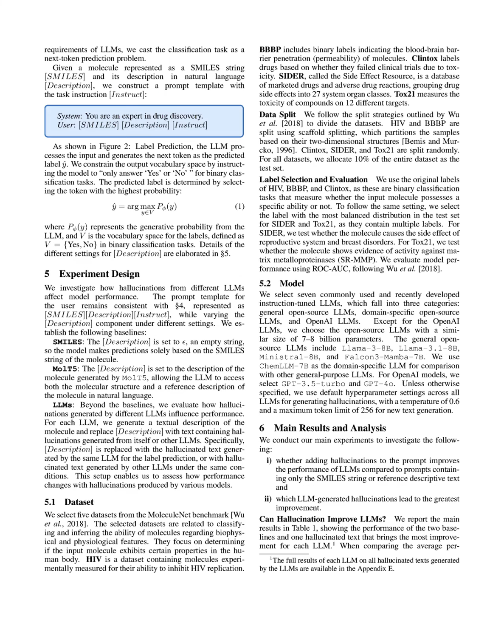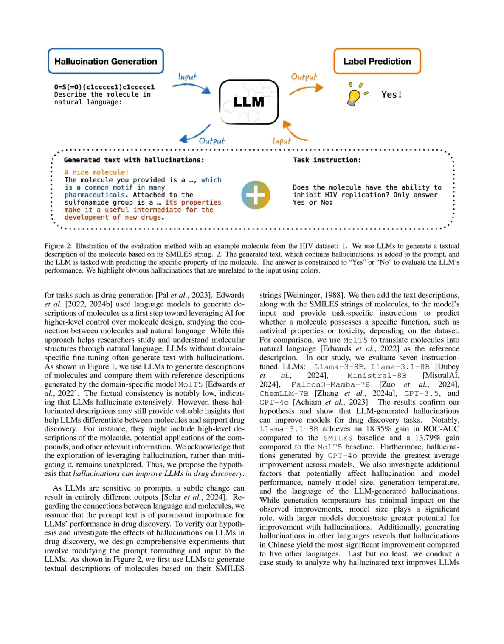We then integrate this hallucinated text into our drug classification task by formatting the input as follows: SMILES, hallucinated description, instruct. This setup allows the LLM to process both the molecular structure and the hallucinated information, which, despite being incorrect, can enhance the model's confidence and improve its predictions regarding whether the molecule possesses specific properties, such as antiviral activity. Our experiments show that this integration of hallucinated descriptions leads to significant performance gains in drug discovery tasks, as evidenced by the improved ROC-AUC scores.